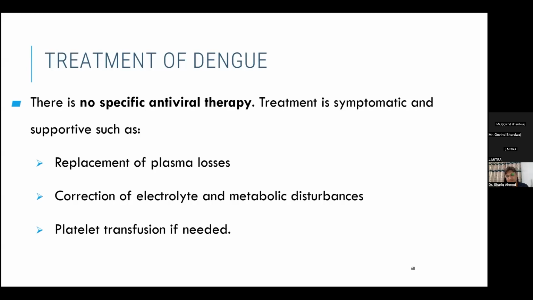Now, lastly, we should come to the treatment of dengue. Dengue is self-limiting. Mostly 70 to 80% of dengue infections are subclinical or asymptomatic. From that, we get dengue fever, the symptomatic dengue infections, which is also self-limiting. We only replace the plasma or correct the electrolyte and metabolic balance, and if the platelet count is very low, then we can do platelet infusion.